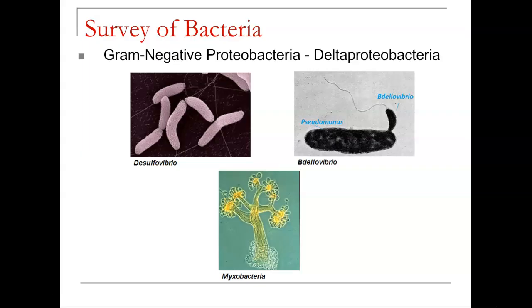Bdellovibrio is going to attack and kill other gram-negative bacteria. They live within the periplasmic space, which is the space between cell walls and cell membranes, and they kill the host by disrupting the cell membrane and inhibiting things like DNA, RNA, and protein synthesis. And then our last type here, the Myxobacteria, are aerobic soil-dwelling bacteria that live in temperate regions within decaying plant material or animal dung.